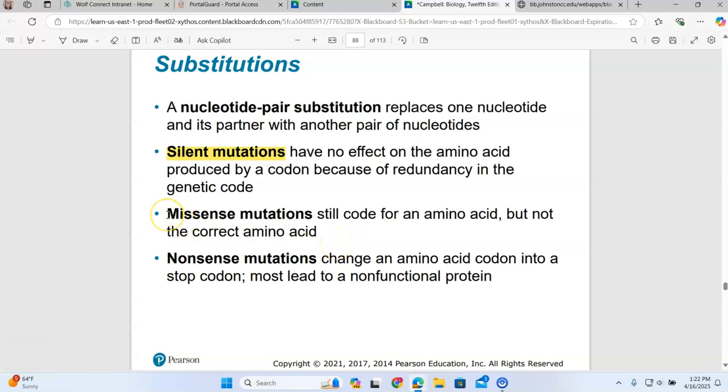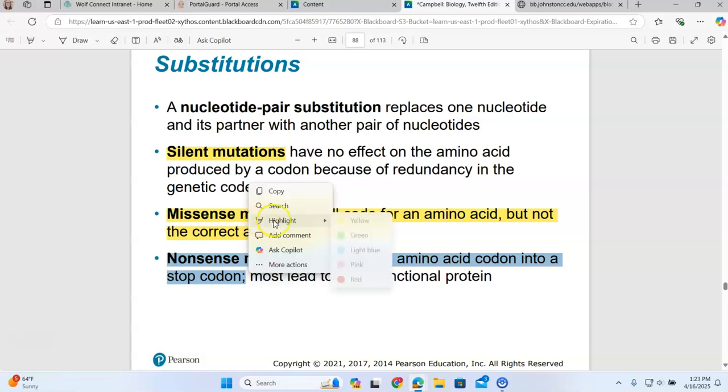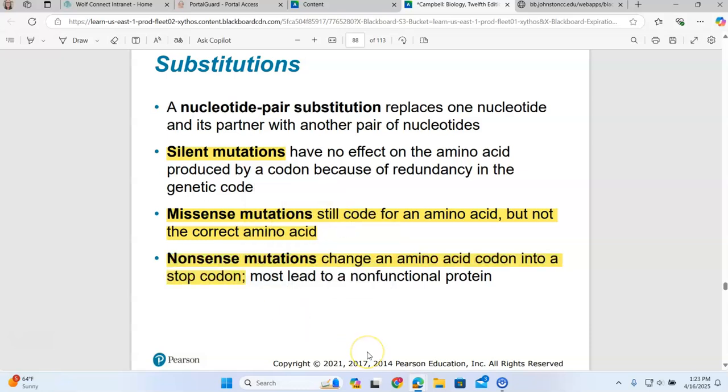If it's a missense mutation, it's still going to code for an amino acid, but not the correct one. So the mutation that causes sickle cell is a missense mutation. Then you can have nonsense, and that's really, really bad. That converts the amino acid not into another amino acid, but into a stop codon. And it almost always means that the protein is non-functional.